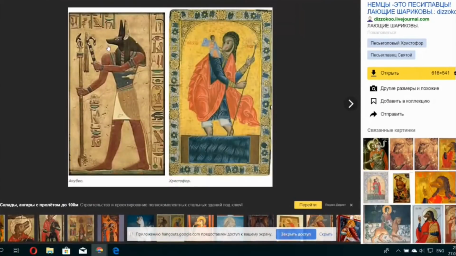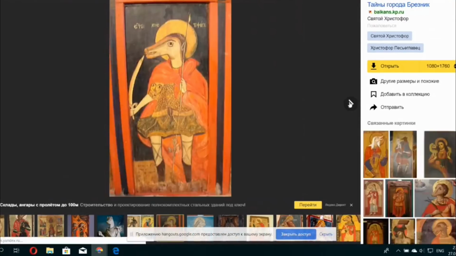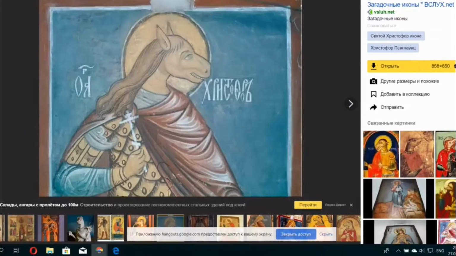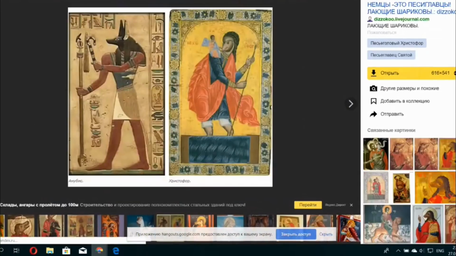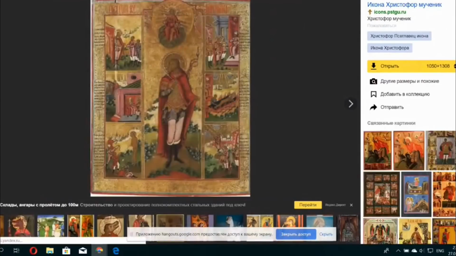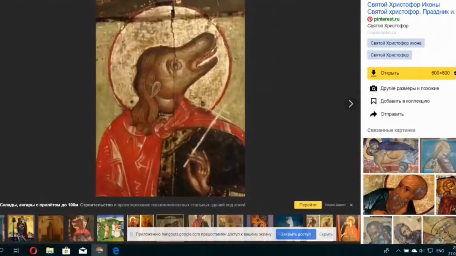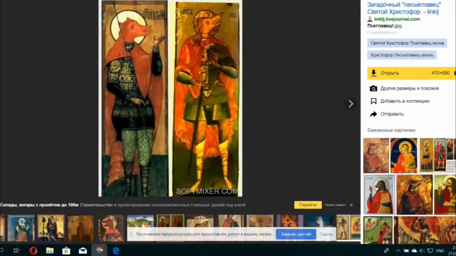He looks exactly like Set, like the word you use today, Set. Set is the god, and he looks like a dog head, right? Just like Christopher. But many of those Egyptian paintings, you don't know for sure, they have been edited because they're too perfect, most of them.